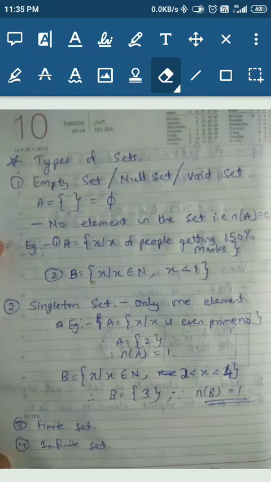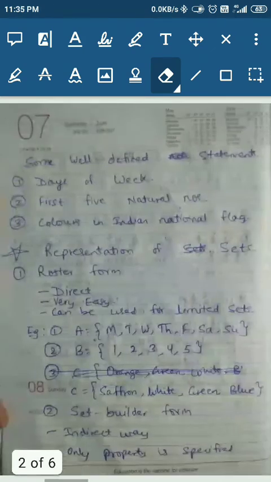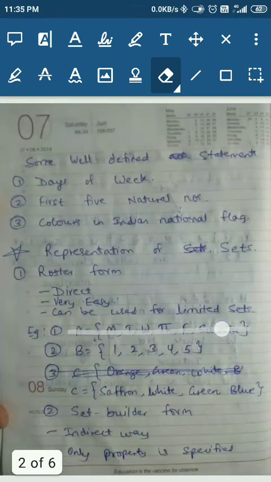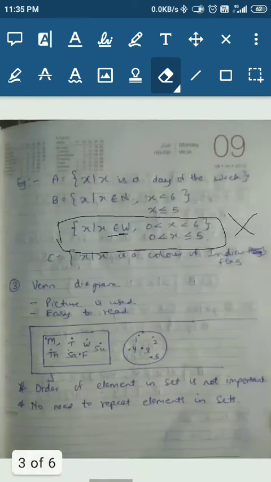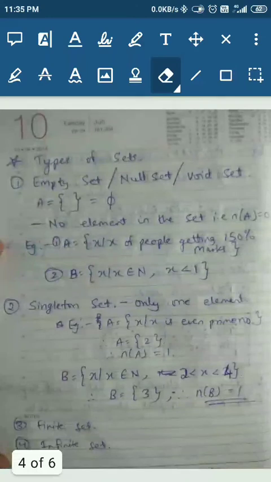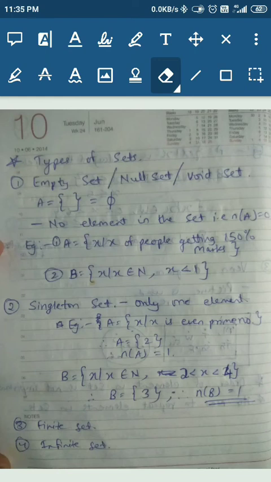Third is the finite set. We have already done a lot of examples for finite set. So the first set that we did, this is a finite set, this one is also a finite set, and this one is also a finite set, so we need not do it again. Infinite set. If the set A is set of all the natural numbers, it becomes an infinite set. If set B is set of all the rational numbers, it becomes an infinite set.